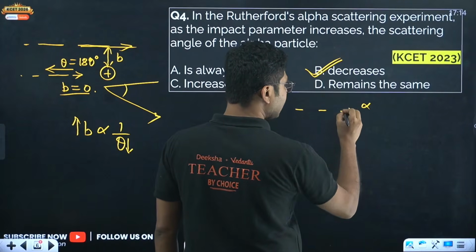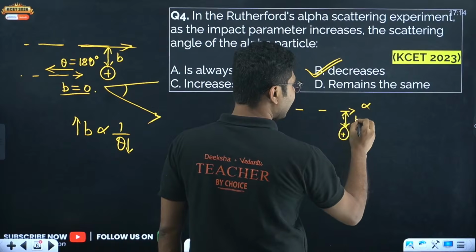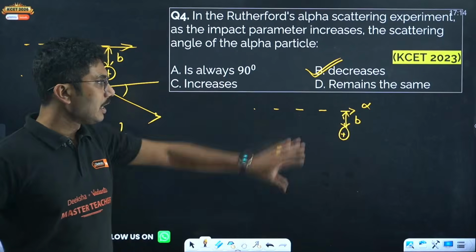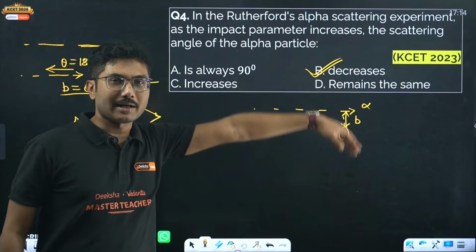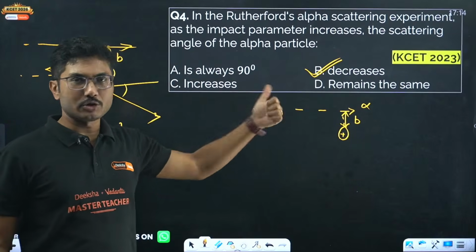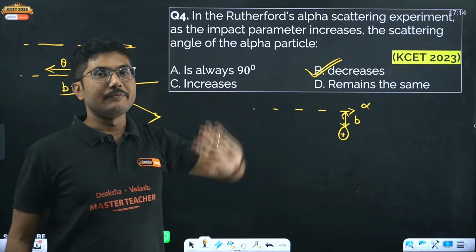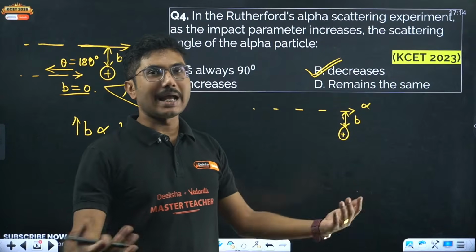This is the nucleus, and the distance between this nucleus and the trajectory is called impact parameter. Just understand that. If the distance is closer, what will happen? It will scatter more because of the repulsion. Alpha particle is positive, nucleus is also positive, so they will deflect by a higher angle. Higher the angle, more is the angle of scattering.